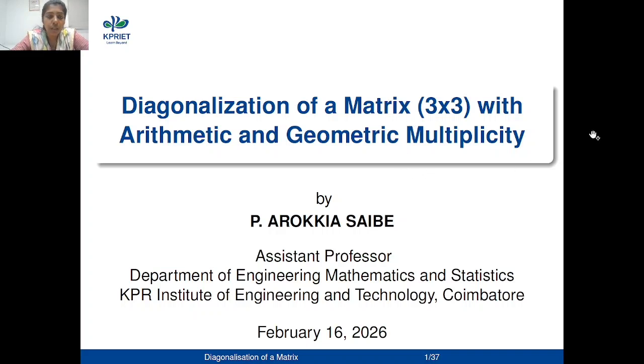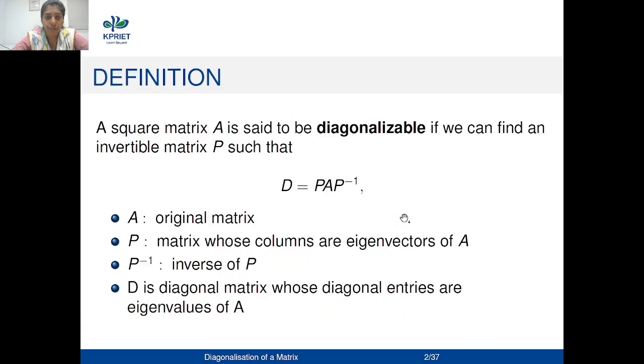Hello everyone. Today we are going to have another interesting topic, that is the continuation of my previous video. This is the diagonalization of a matrix of order 3 by 3 with arithmetic and geometric multiplicity. In the previous video I have explained this diagonalization process for the matrix of order 2 by 2, and if you want to know that, the link has been given in the description. You can make use of it. Now let us move on to this matrix of order 3 by 3.